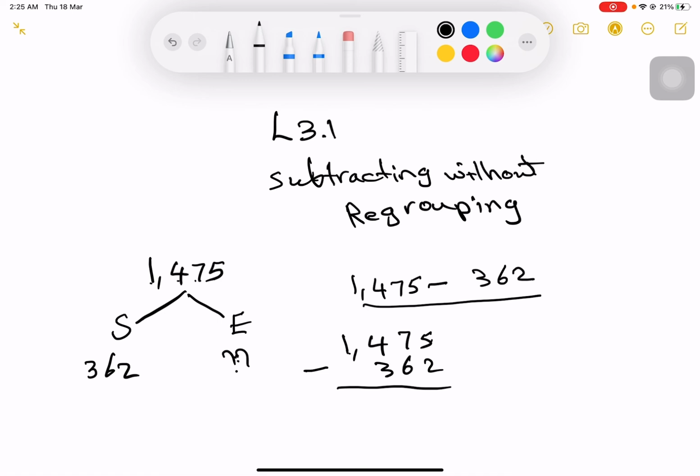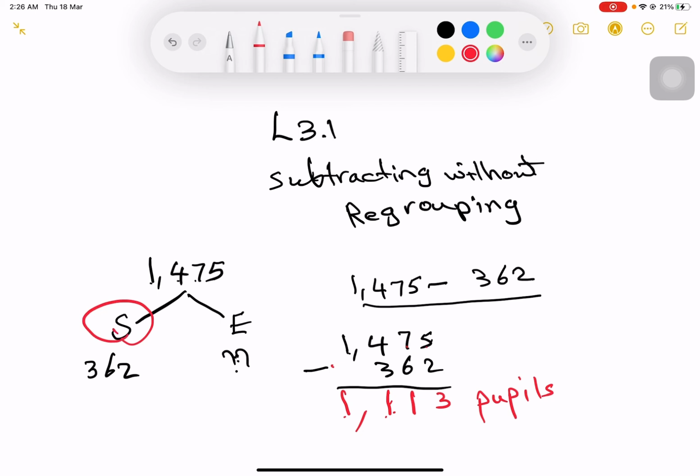In step 1, you are going to subtract the ones. You will say 5 minus 2, the answer is 3. Then in the second step, you subtract the tens. 7 minus 6, the answer is 1. Then the hundreds, 4 minus 3, 1. Then you are going to ask the 1,000 to go down. So what is the number? It is 1,113. So there are 1,113 pupils, in which section? In the secondary section.